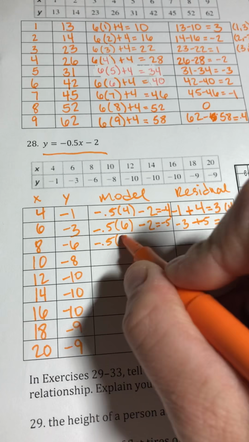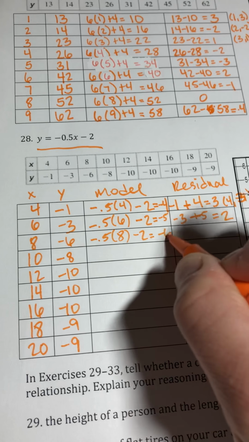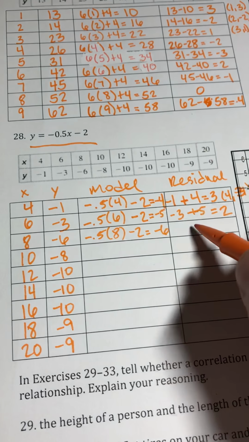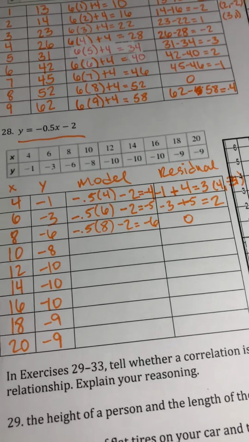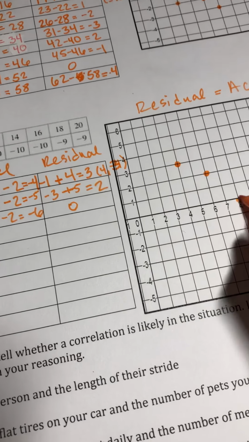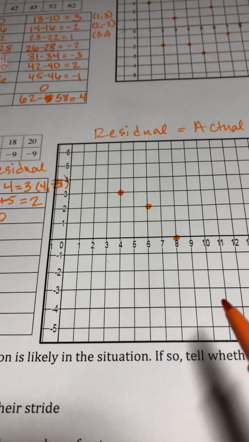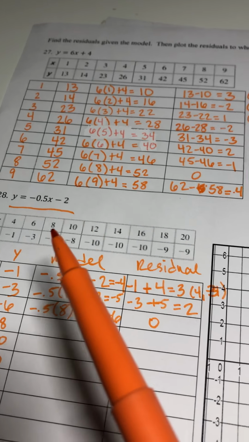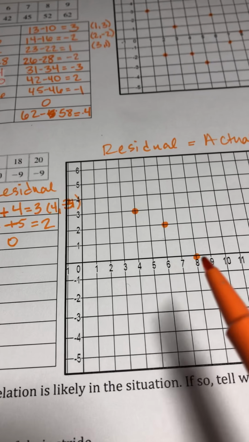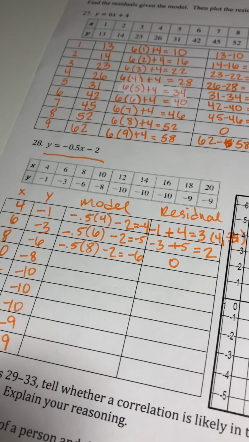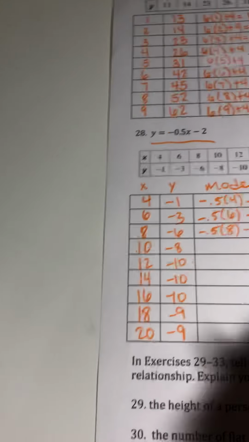Negative 0.5 times 8 minus 2 is going to give you a negative 6. We thought it was going to be negative 6. It was negative 6, so it has a residual of 0. So I'm going to go to 8, 0. When the point is on the x-axis, that means that the line that they drew, this negative 0.5x minus 2, actually goes through that particular point. Okay, it goes through the point 8, negative 6. So it's on the line. Let's try the next one.